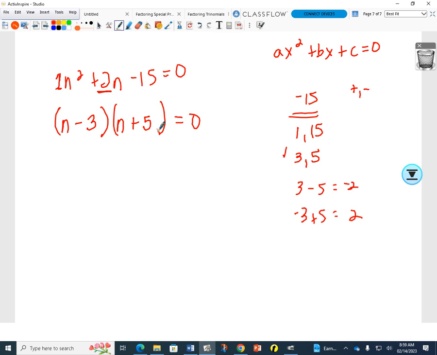So now we have factored this quadratic equation. We haven't solved it. What do I do to solve it? Ari, what do I do to solve this quadratic equation now that I have it factored?